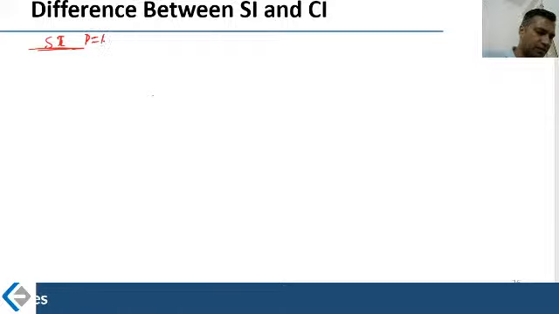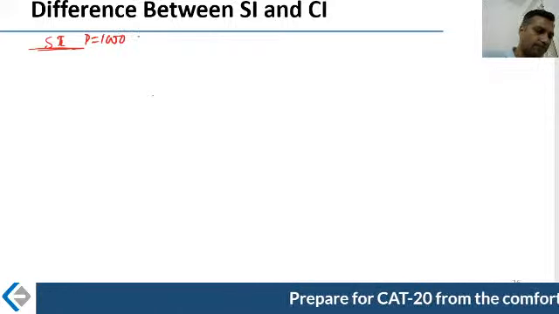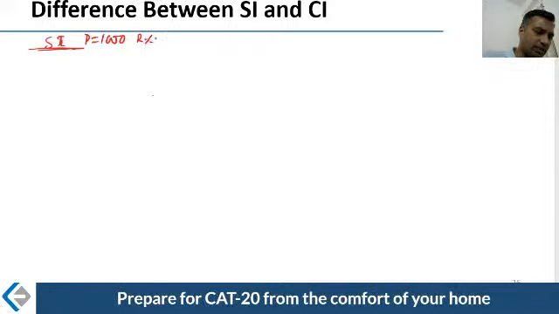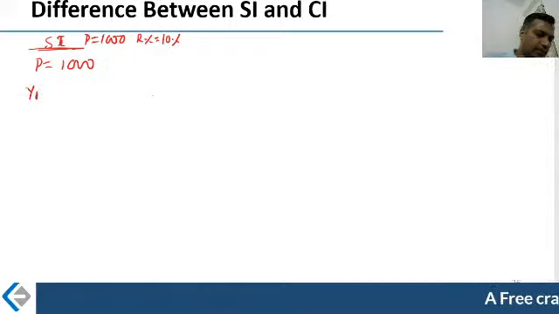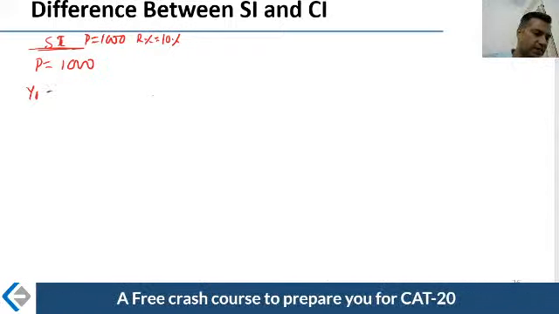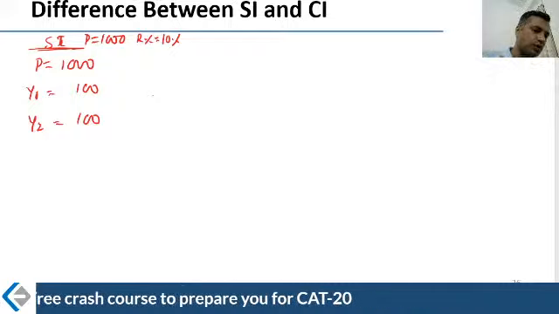Principal 1000. Scheme is simple interest. Rate of interest R percent is 10%. Let's write for the 2 years part. So principal, you start with 1000. At the end of year 1, only the interest I'm interested in. The interest is 100. At the end of year 2, you get another 100. Good. So let me go now to the compound interest.